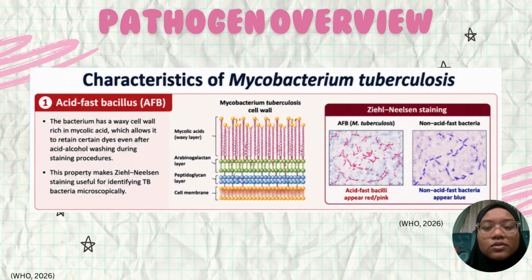TB under a microscope. So in a sputum sample, the bacteria stand out as bright red or pink rod-shaped bacilli against a blue background. So this waxy wall protects the bacteria from chemical disinfectant, dehydration, and host immune response, which allows them to survive long-term inside the human body.